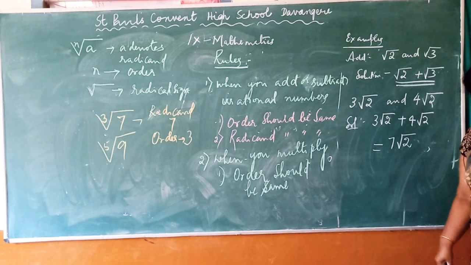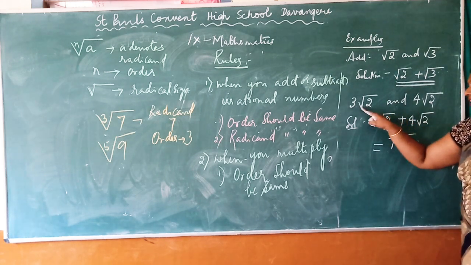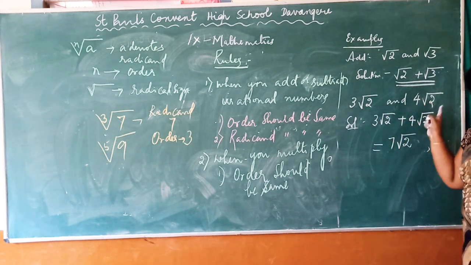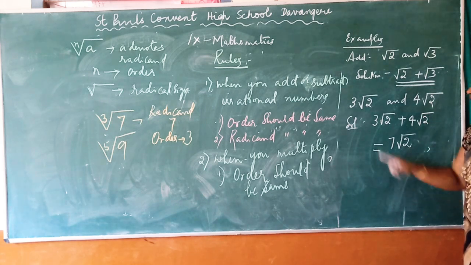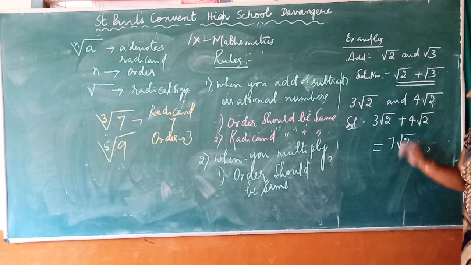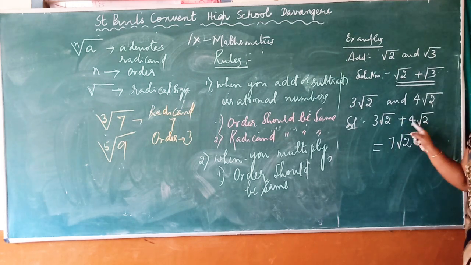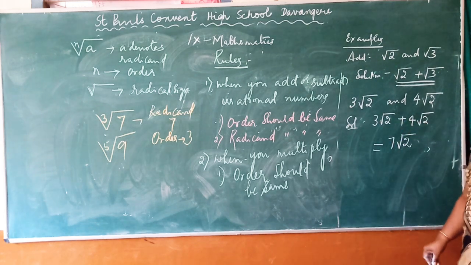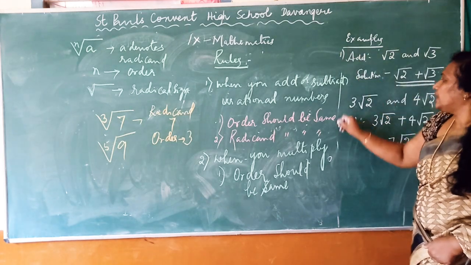Did you get how to add? Order should be same. Radicand should be same. After that, you should not add inside the radicand, 2 plus 2, 4. What you have to do is add the coefficients. 3 plus 4, it is 7. Now, one more example I will show you.